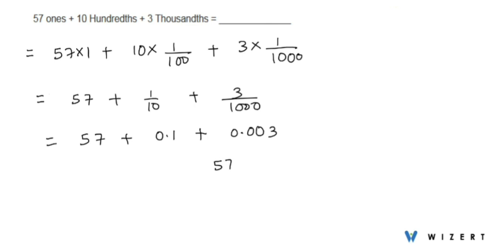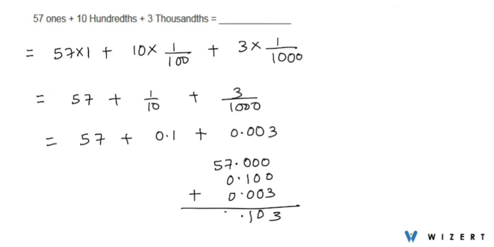So let's add it. 57.000 we can write, and 0.1 we can write by adding 00 after the decimal. Now 0.003. Now we have to add these three decimal numbers. So finally we can say this is our decimal number 57.103, and this is our answer.